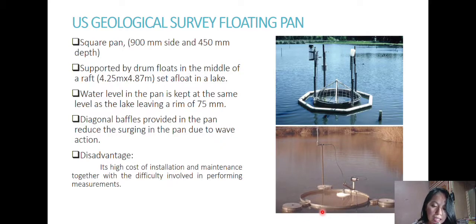Diagonal baffles provided in the pan reduce the surging in the pan due to wave action. Its disadvantage is a high cost of installation and maintenance together with the difficulty involved in performing measurements. So those are the four types of evaporimeters: the Class A evaporation, ISI standard pan, Colorado sunken pan, and US Geological Survey floating pan.